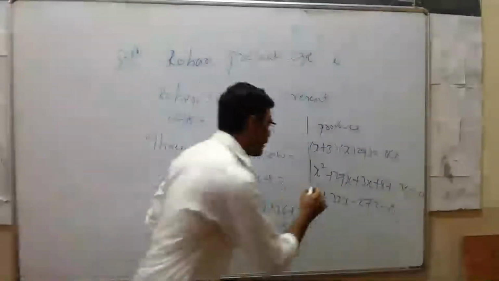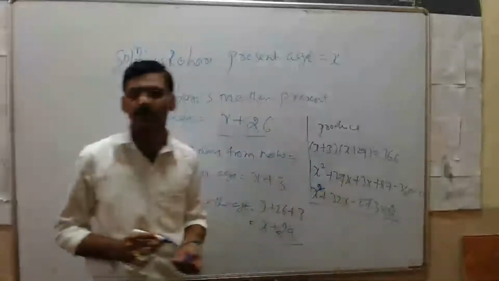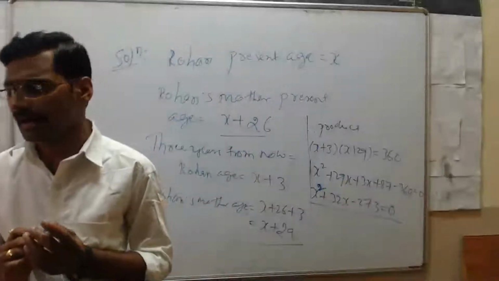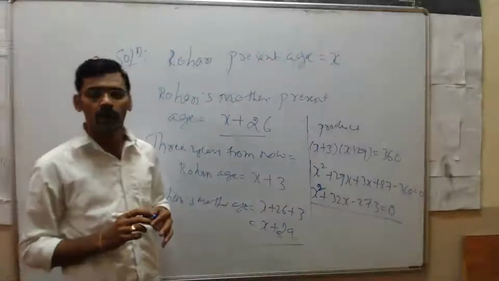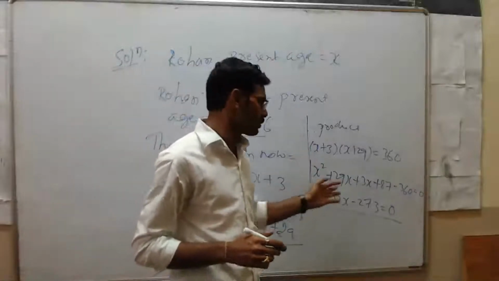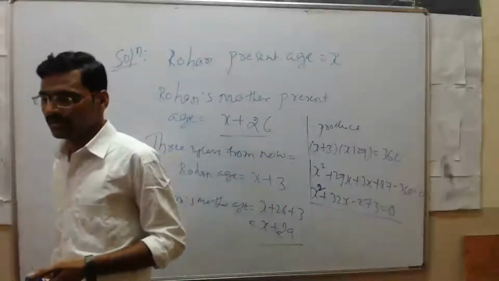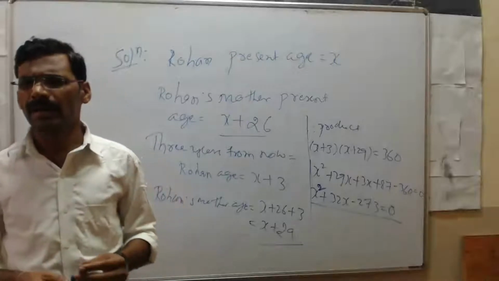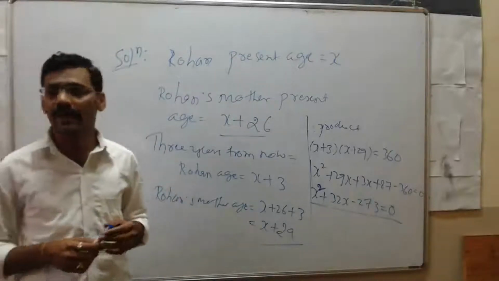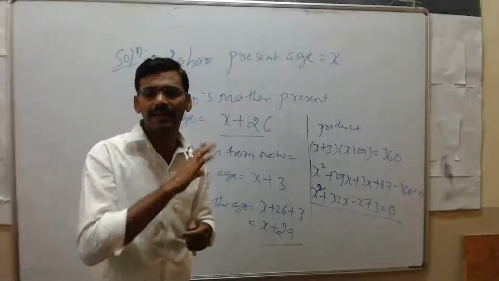Now it is in the form of a quadratic equation, because a value is 1, b value is 32, and c value is minus 273.